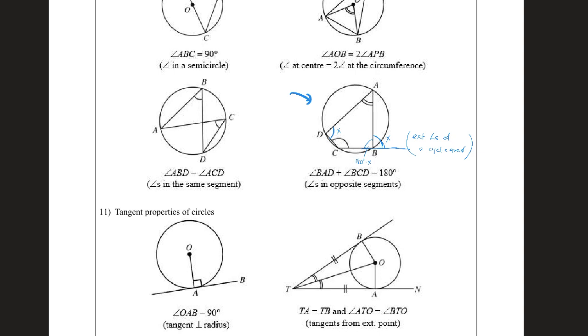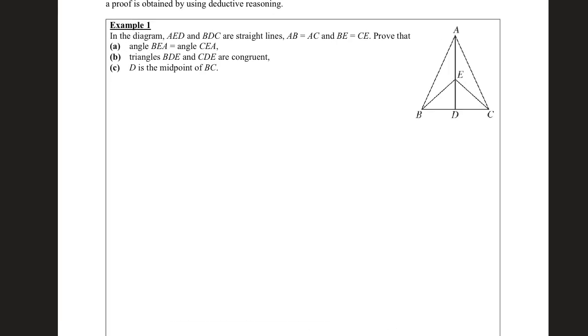And lastly, tangent properties. Please note the last one. This is also important: the tangent from an external point. This will give you two lines that are equal in length. Okay, so we'll first start off with the first example. For geometrical proof, we have to have all the geometrical statements supported by reasons. So let's look at example 1.